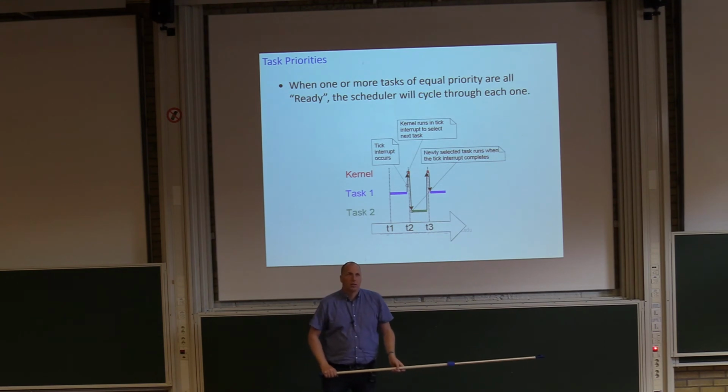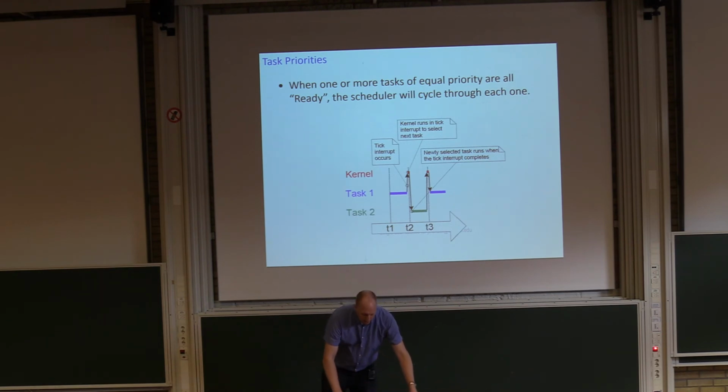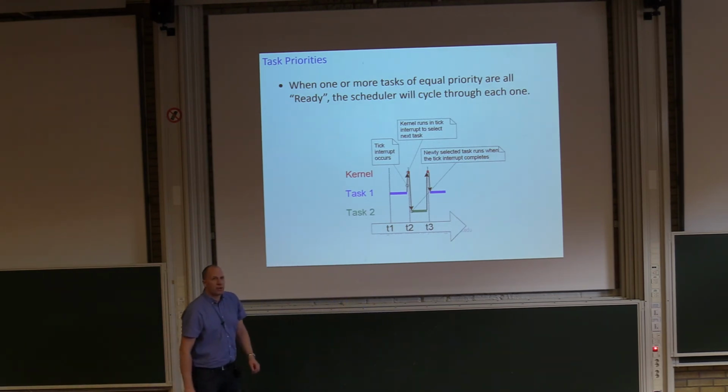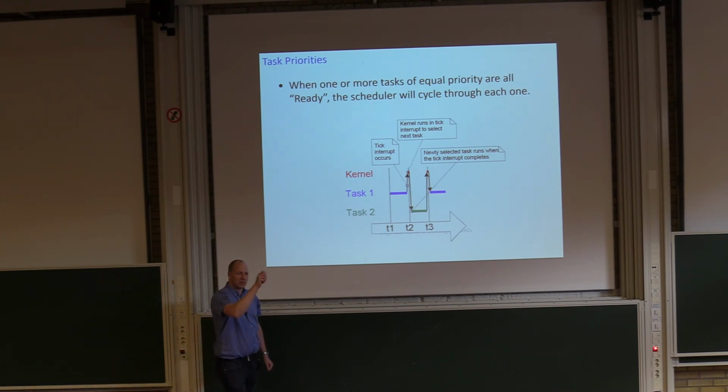Question. Yes? Let's say that task 2 had a lower priority than task 1. It'd still do this intermediate check and jump back to task 1? Yes, I believe so. After every tick, the operating system starts to execute, and in that case, it will just see, okay, there was no other process with higher priority, so it will just keep on going.